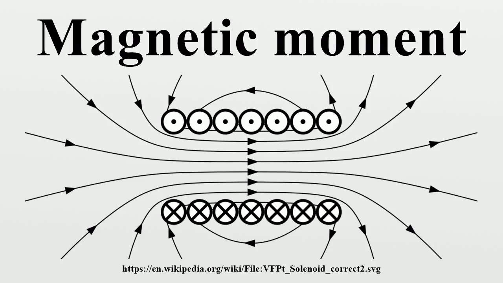The field does exert a torque on the magnetic dipole tending to align it with the field. However, torque is proportional to rate of change of angular momentum, so precession occurs. The direction of spin changes.